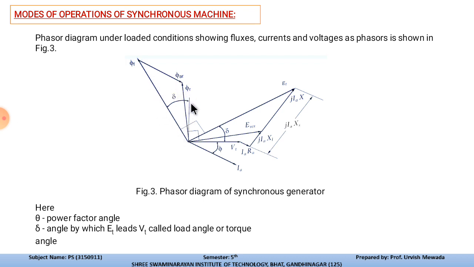Now phi T is the combination of the flux of field and flux of armature. The total flux has a delta angle, or phasor angle, between phi F and phi T. This delta angle describes the angle by which ET leads VT, called the load angle or torque angle. By varying this angle, we can run our synchronous machine in different modes. So this is delta that we are going to change for the different modes of operation of the synchronous machine.